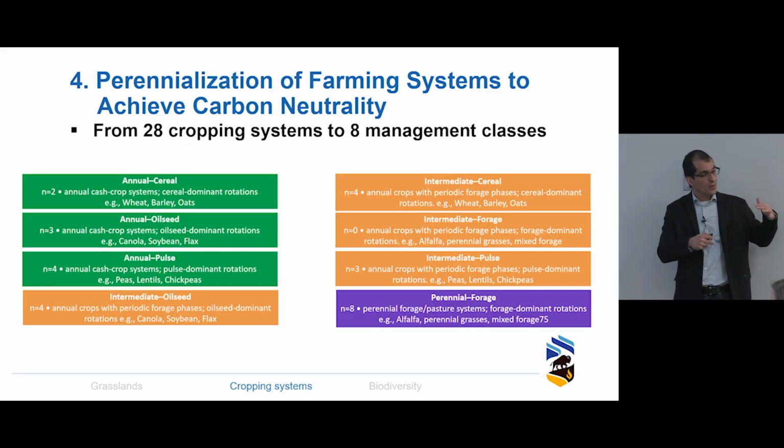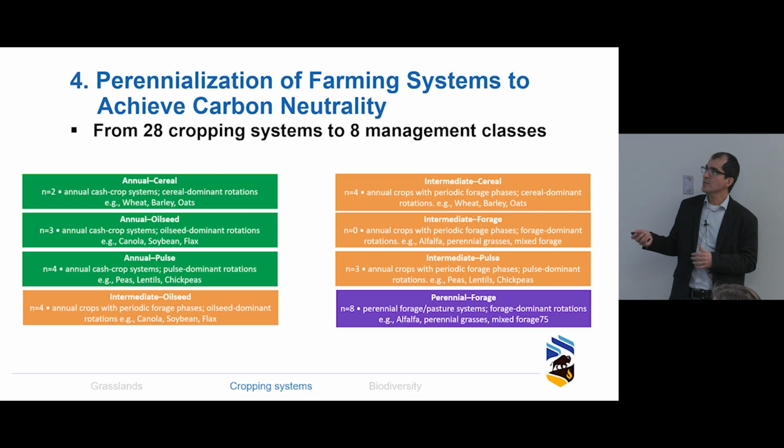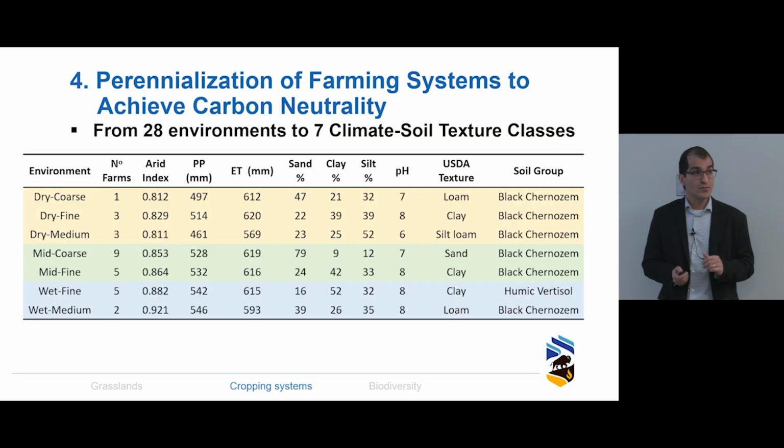But in order to get more detail, not to lose as much, we also classify these based on the dominant crop within the rotation. So for example, in this annual system here, a cereal is the dominant crop in the rotation, and so forth, and intermediate forage is the same idea. Okay? With that, we end up with 8 cropping systems to model. And then we move on to the data.